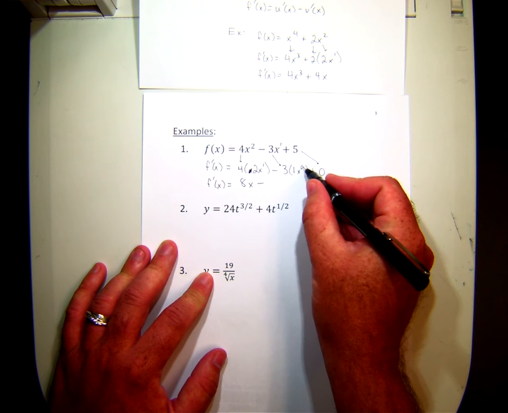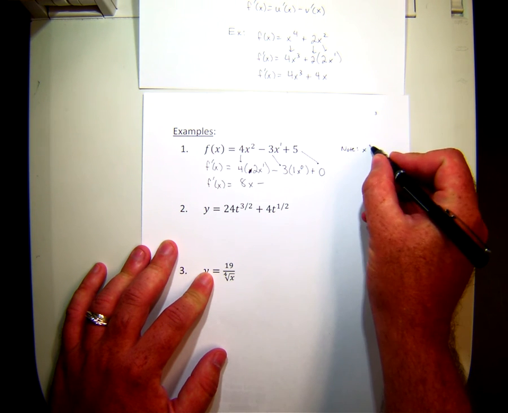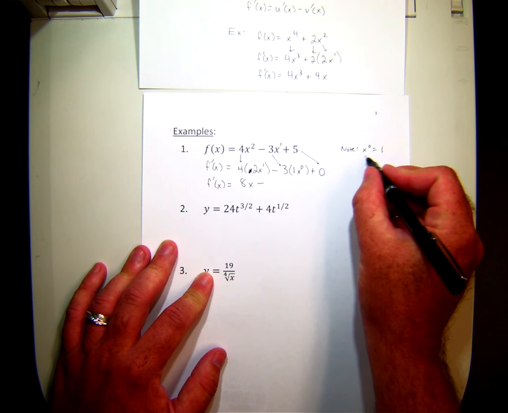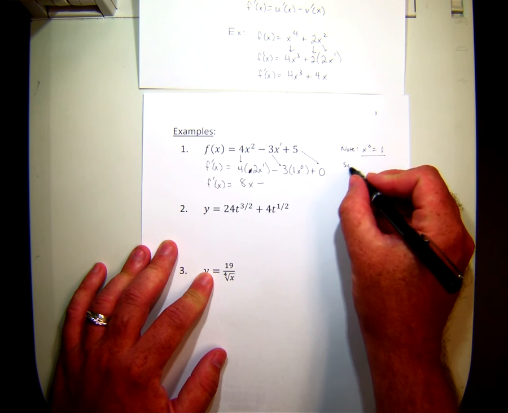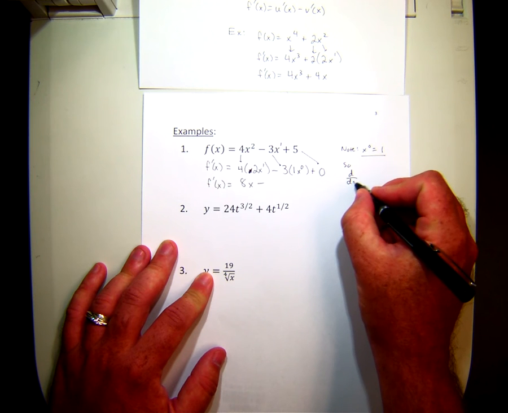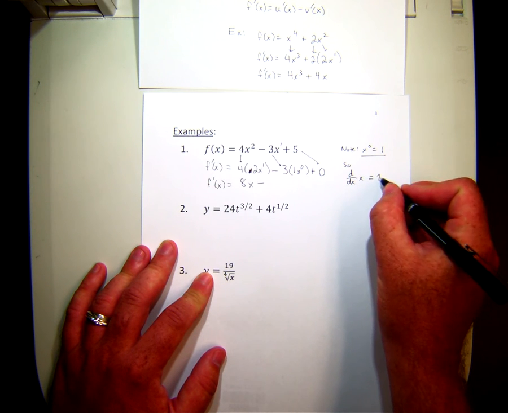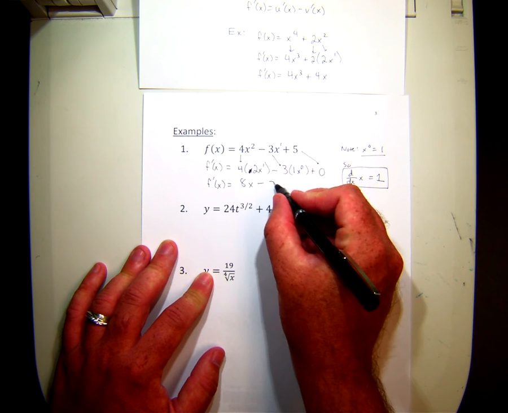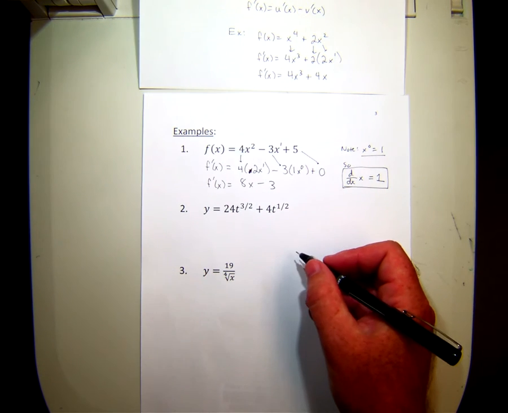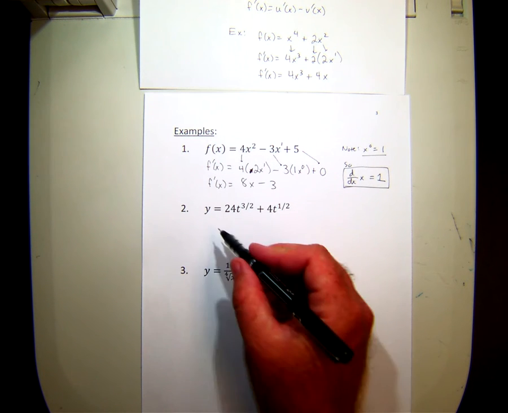Now, what's anything to the 0 power? Anything to the 0 power is 1. That's a rule of exponents that you need to know. Anything to the 0 power is 1. So the derivative of x to the first power is 1. This is another rule you should really memorize and not have to worry about. So our derivative, f prime of x, equals 8x minus 3.